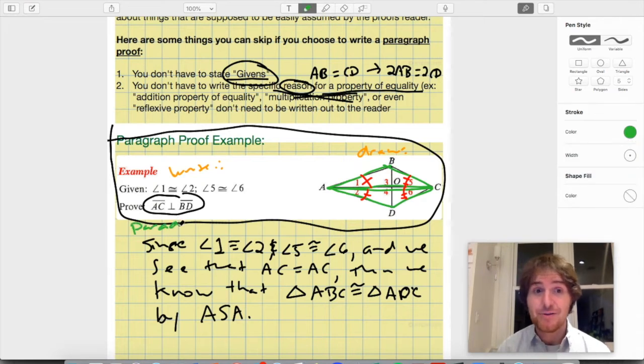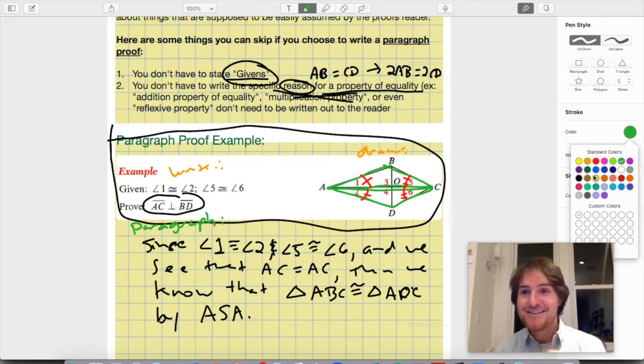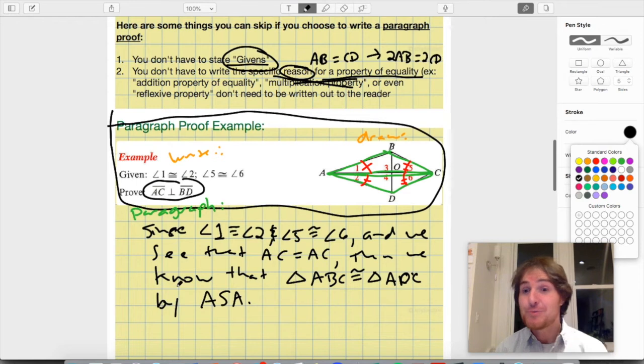So you notice what we're doing here? This looks a lot more like an English class, right? That's talking about reasoning within shapes, okay? Not really math yet. We're just reasoning using shapes here. So we're just writing out in sentences. Why do I know that two triangles are congruent by ASA? Well, we knew that the angles were congruent here, this angle's congruent here, and we see that AC equals AC. We don't have to say reflexive there. That saves a word or two. Then we know that triangle ABC is congruent to triangle ADC by ASA.